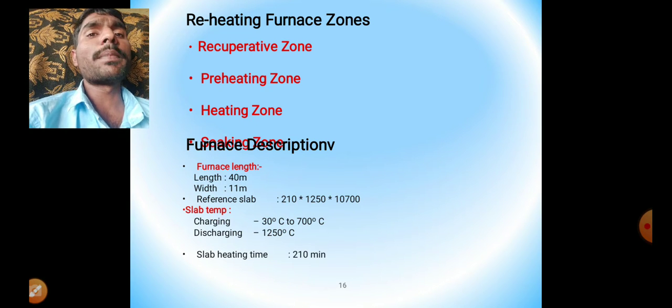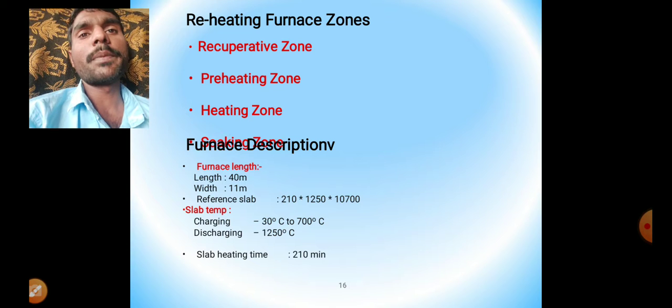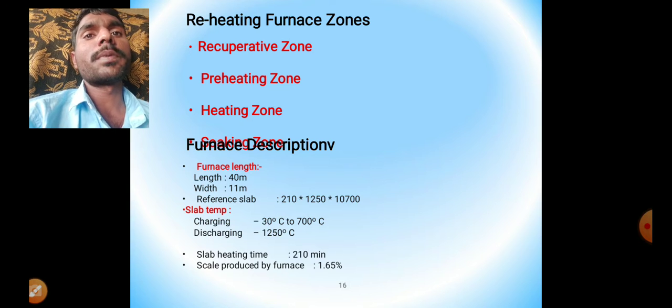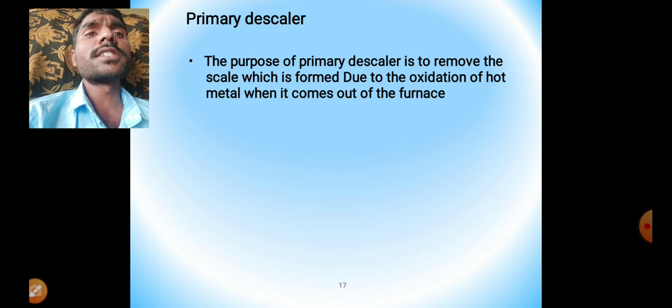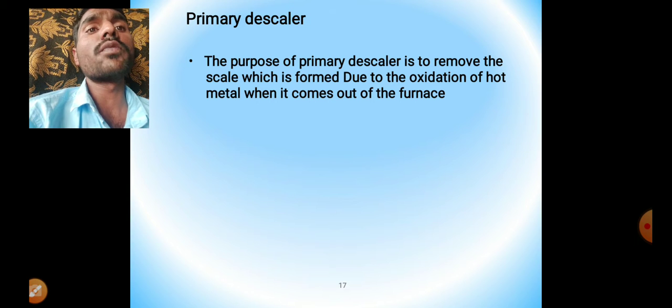The slab is held at heating temperature, and the heating time will be 210 minutes or 230 minutes, because we are gaining the mechanical properties. A certain temperature above the recrystallization temperature is required for rolling. The scale formation produced by the furnace will be 1.65 percent.